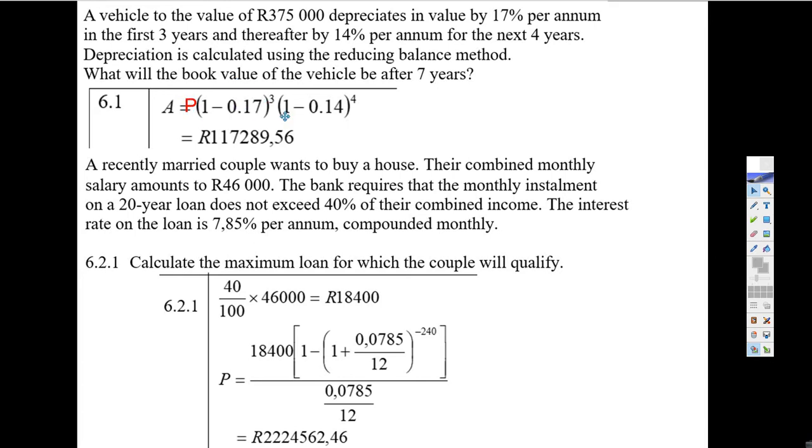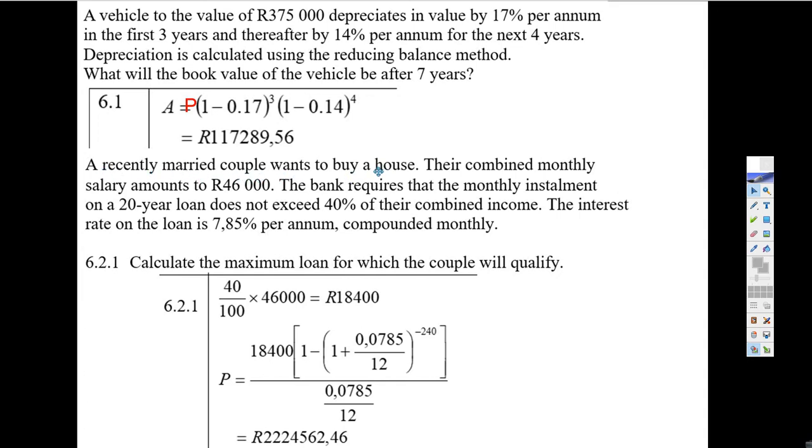Then you take that amount and you multiply it by (1 minus 0.14), but to the power of 4 years, just like they said. When you multiply it all out, you get this: 117,289 Rand and 56 cents. Okay.